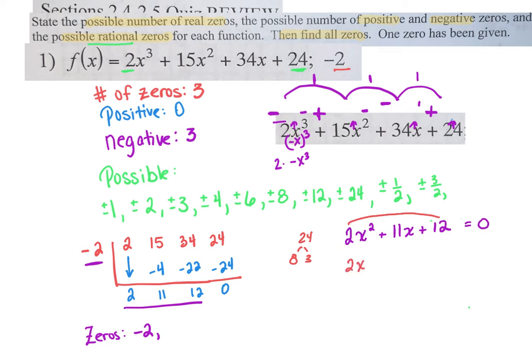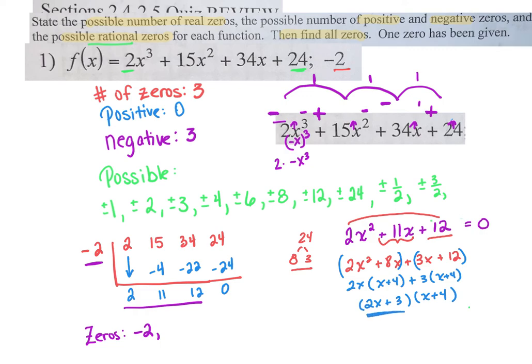So then just 2x squared, rewrite it. Rewrite this 11 as those two factors, 8x and 3x, and then keep that the same. You can factor by grouping here if you want to. I'm going to show you both ways. Take a 2x out, x plus 4. Take a 3 out, x plus 4. Your factors are going to be 2x plus 3 and x plus 4. Where is this 0? It's 0 at -3/2. Was that one of our options? Yes, it was right here. This one is 0 at -4. Was that an option? Yes, it was right there.